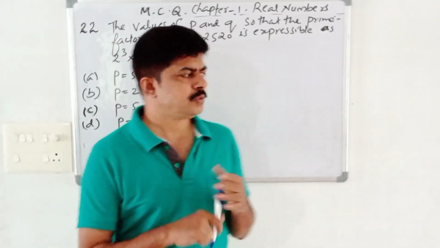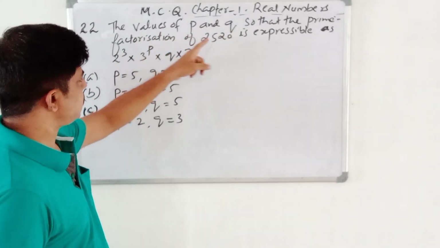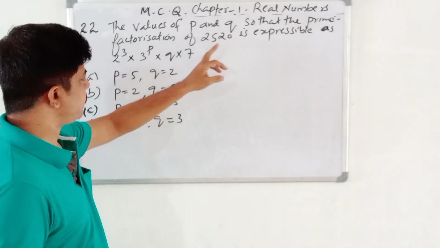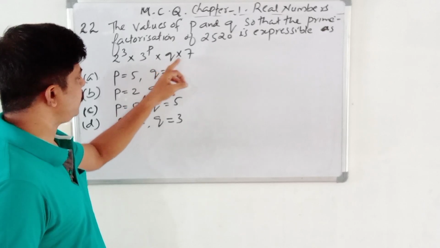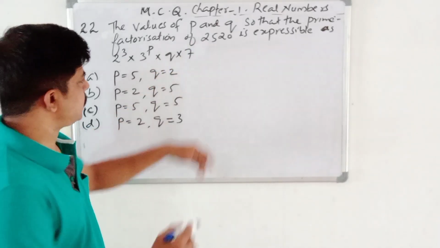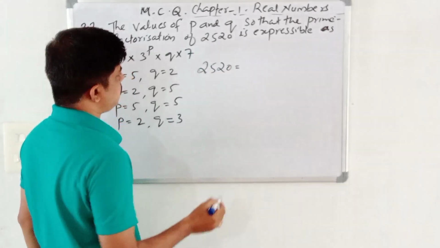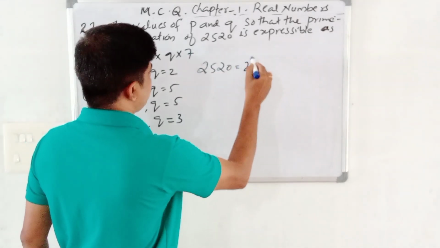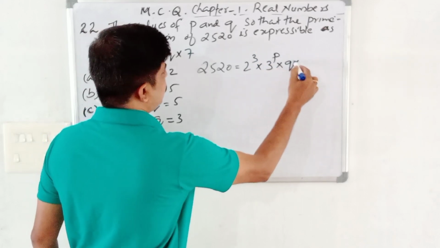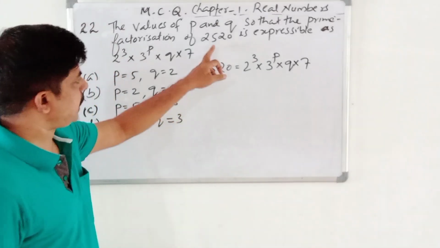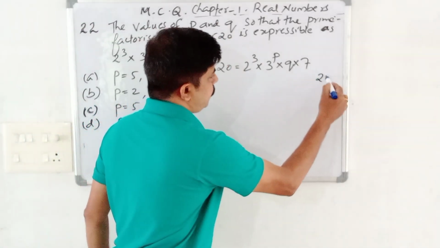Okay, our next question is find the values of P and Q, so that the prime factorization of 2520 is expressible as 2 raised to 3 into 3 raised to P into Q into 7. The prime factorization of 2520 is already given: 2 raised to 3 into 3 raised to P into Q into 7. Now let us factorize and write this prime factorization in exponential form.